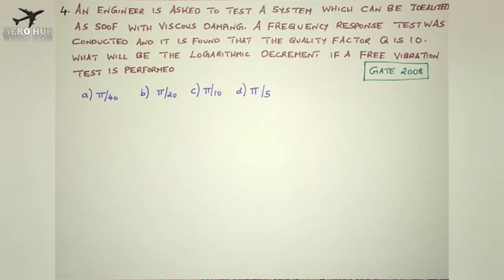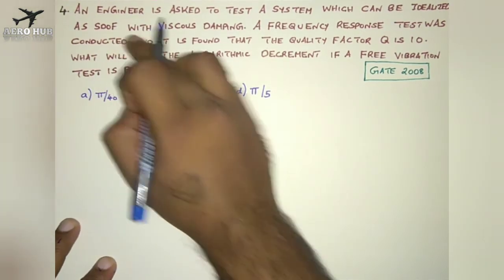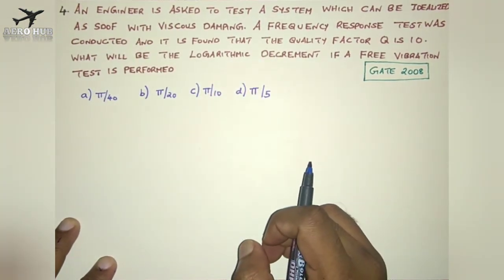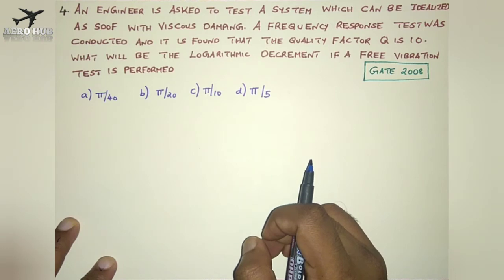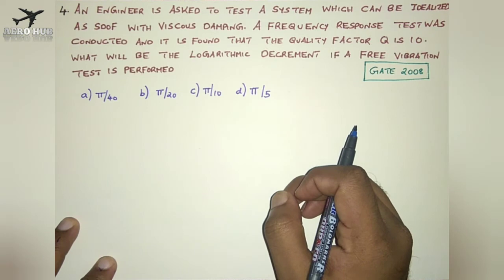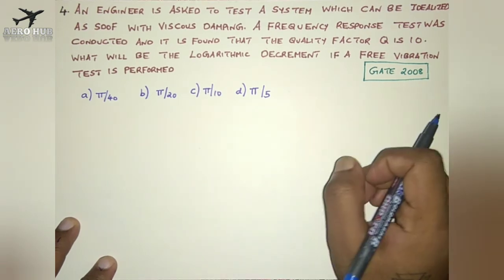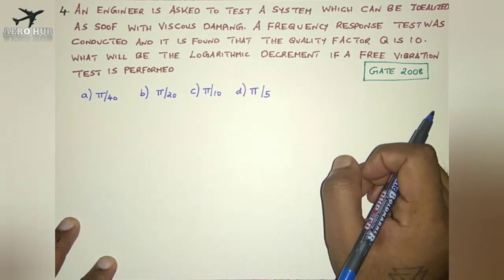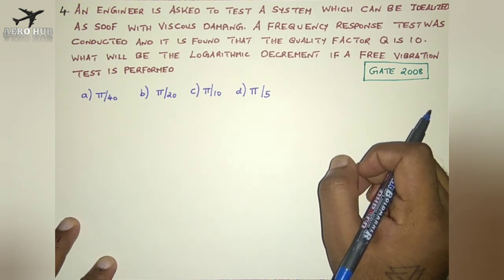Next question: an engineer is asked to test a system which can be idealized as a single degree of freedom system. Okay, this is SDOF with viscous damping. A frequency response test was conducted and it is found that the quality factor Q is 10. What will be the logarithmic decrement if a free vibration test is performed? This was asked in GATE 2008. The options are pi by 40, pi by 20, pi by 10 and pi by 5.